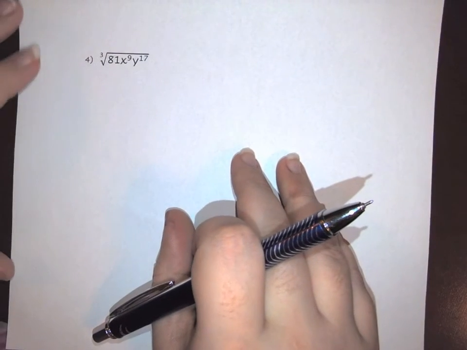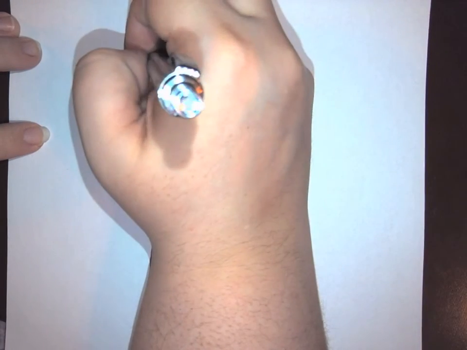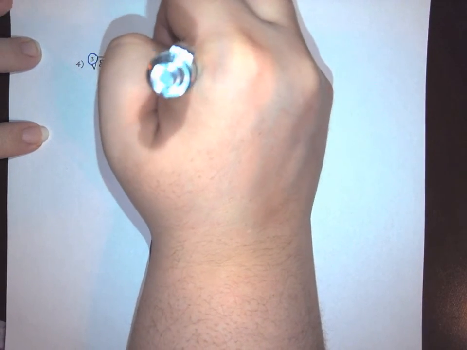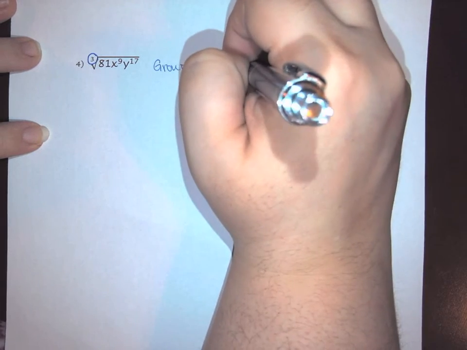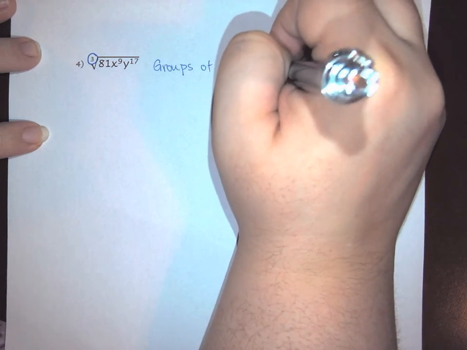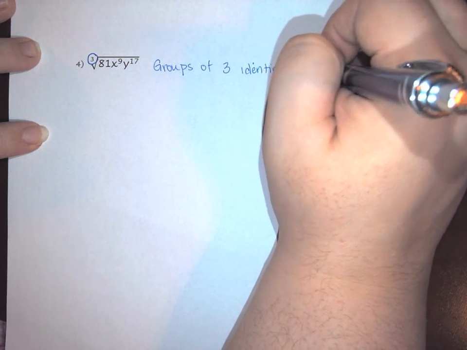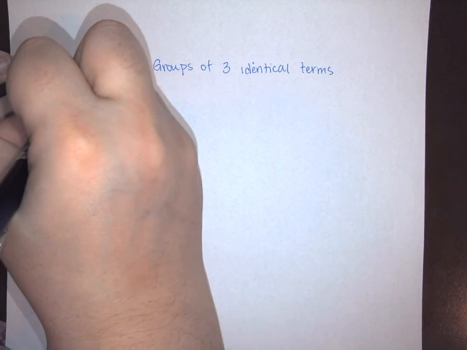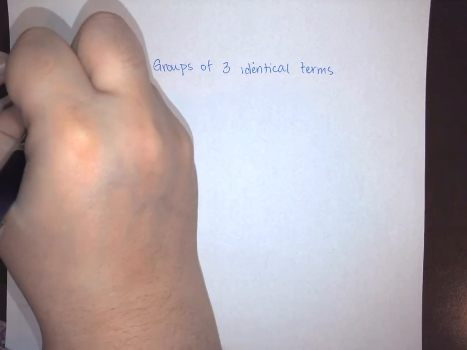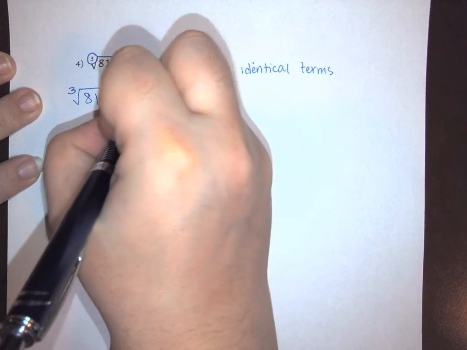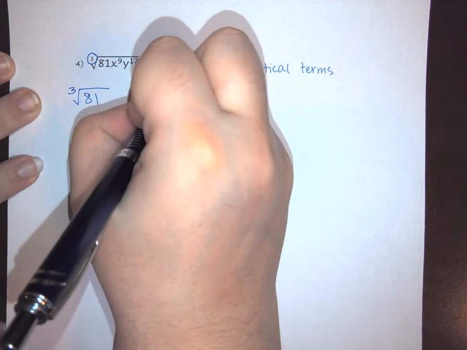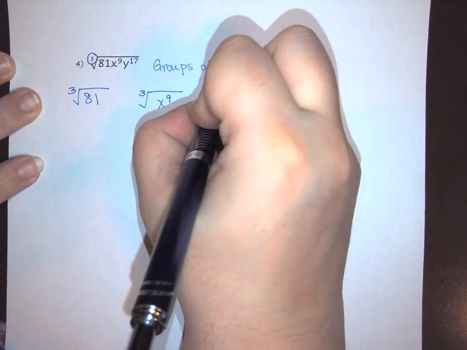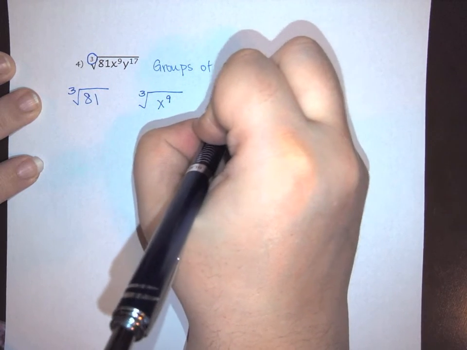Alright, so let's look at one that's a little bit more complicated here. So just like before, notice my index here is a 3. So again, this means that I want to have groups of 3 identical terms when I reduce everything down. Okay, so here I have the cubed root of 81, the cubed root of x to the 9th, and the cubed root of y to the 17th.